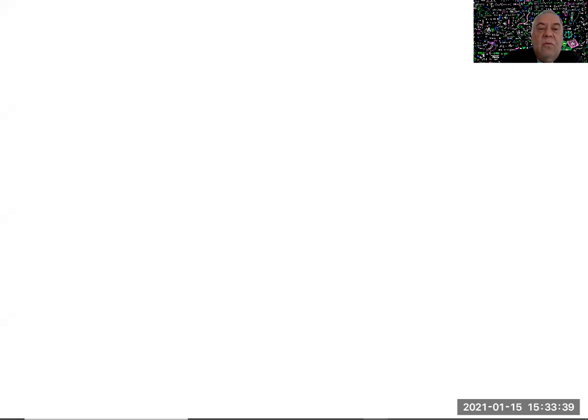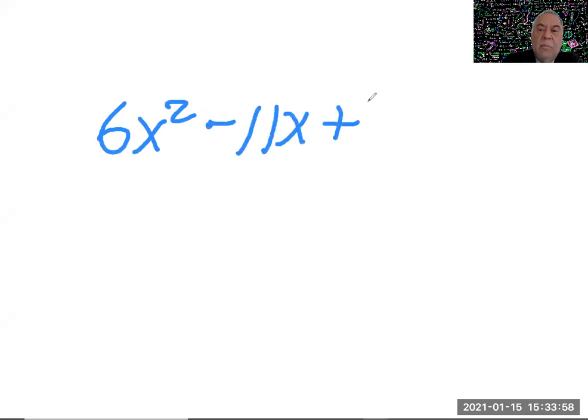Okay, now here's how you factor trinomials when a, the number in front of the x squared term, is not equal to 1. It's a little bit more complex, so I'm going to give you this as an example. 6x squared minus 11x plus 4.